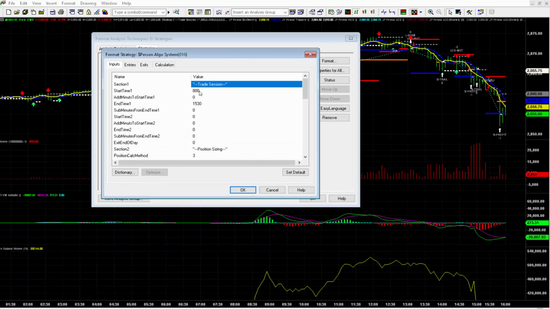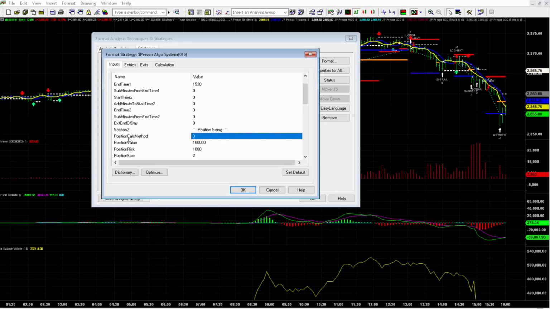We go over here to Format. We only take trades between 8 a.m. and 3:30. So that's number one. This will optimize, and you can choose a start time. So if you want to trade just the open and first 2 hours, you would have an end time. And then if you wanted to trade the close, you'd start it again and end it at a specific time.